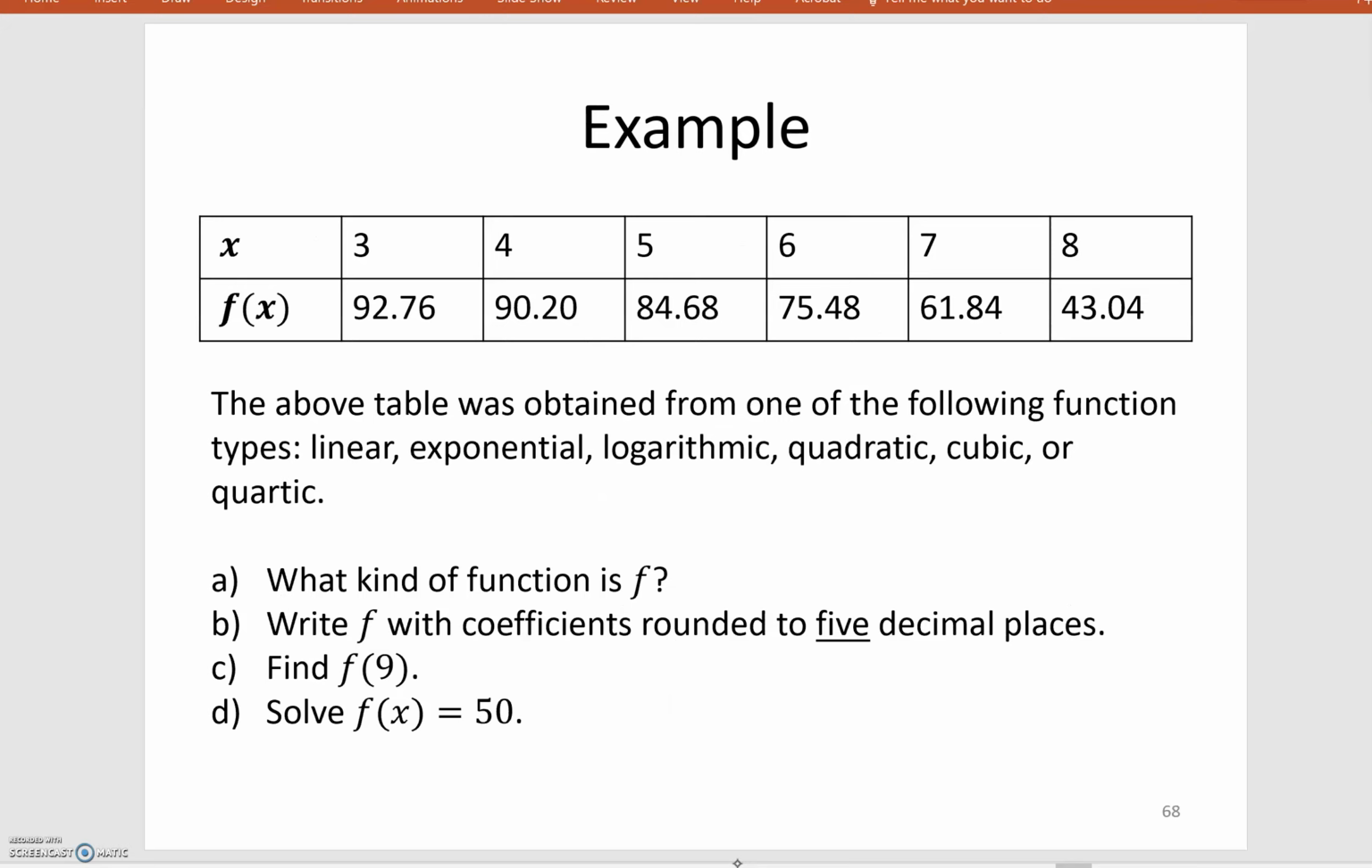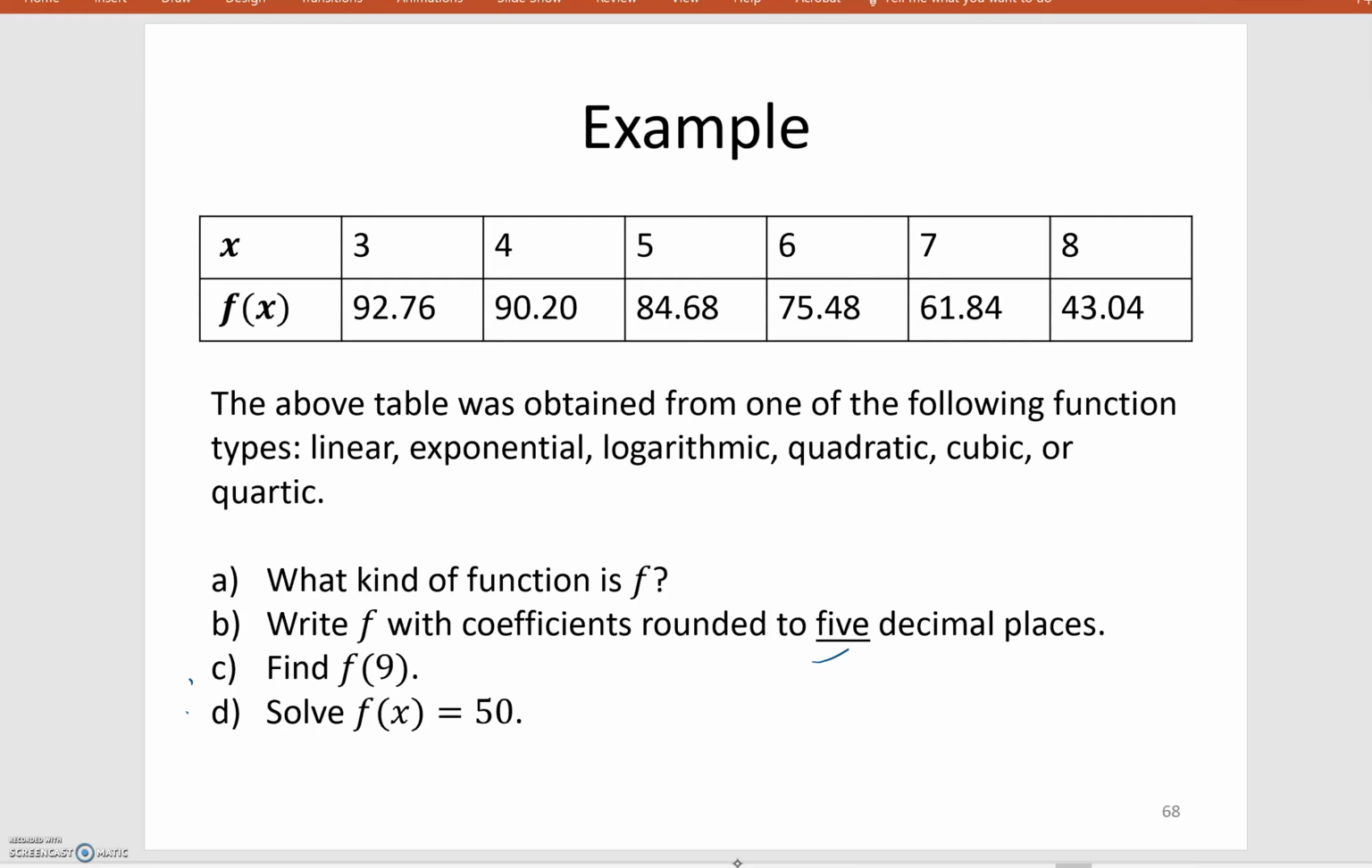Let's look at another example. Here's a table of data. The above table was obtained from one of the following function types: linear, exponential, logarithmic, quadratic, cubic, or quartic. What kind of function is f? Write f with coefficients rounded to 5 decimal places, and then do some stuff with the function.